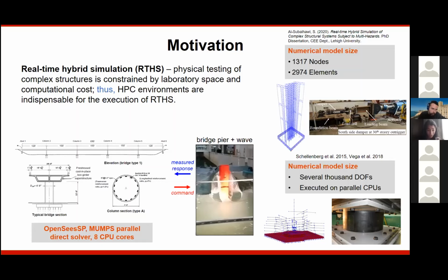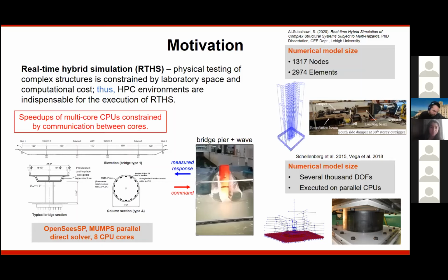We could slow it down, but let me rephrase: we still had to have some simplification of the numerical model even with this parallel computing platform. And we did wonder why only 8 cores? As we increase the number of cores, you might not get the same amount of speed up.